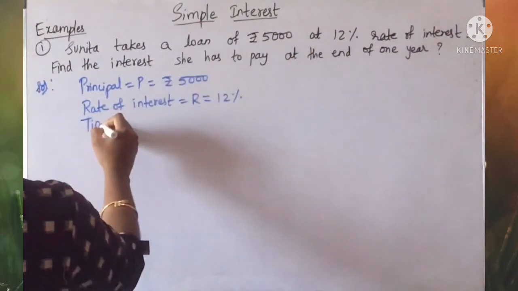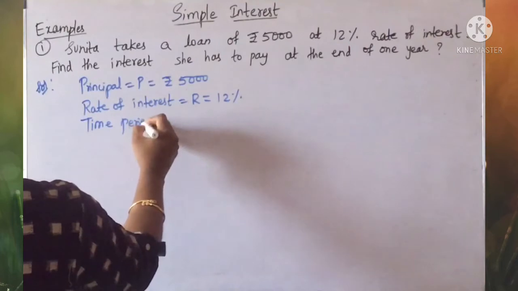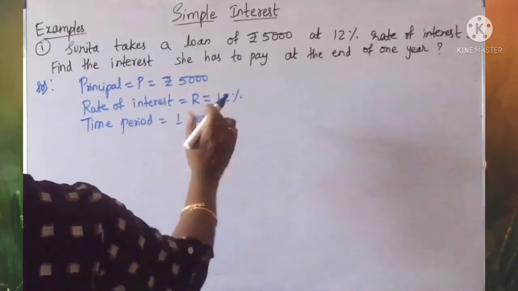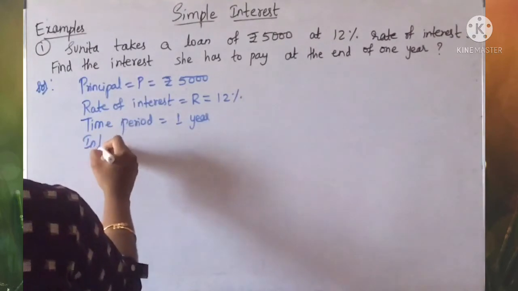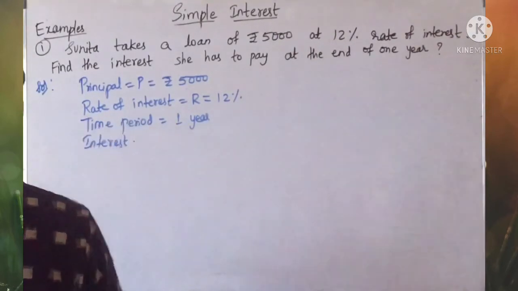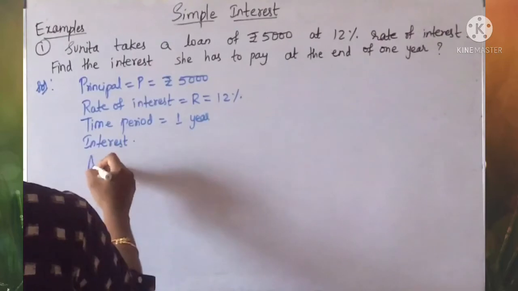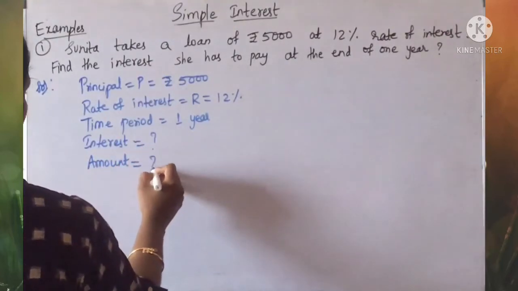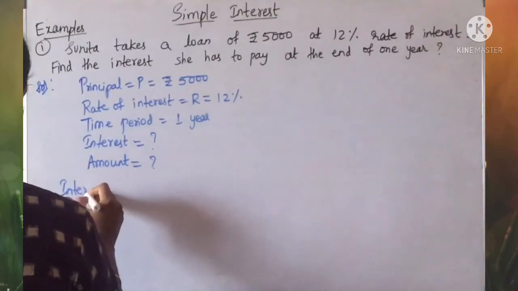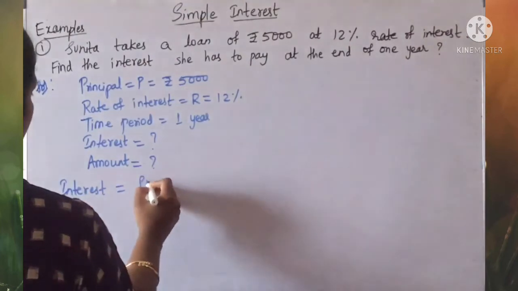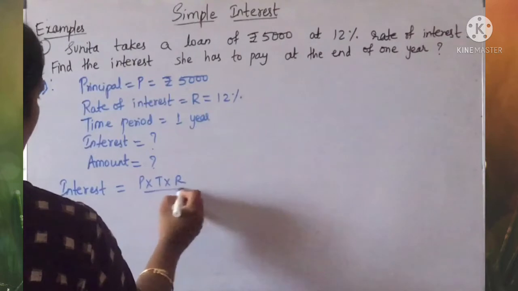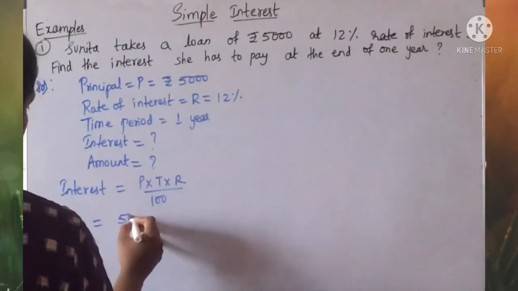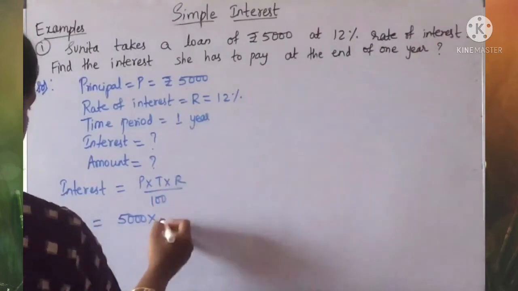So what is the time period here? Time period is nothing but 1 year. That is, we have to take as 1. And they are asking you to find what is the interest. Okay, children? And we also find what is the amount also in this. The interest and amount. So what is the interest formula? Interest or simple interest is same. P into T into R by 100. Okay. So what is the P here? 5,000. So 5,000 into time period is 1 year.